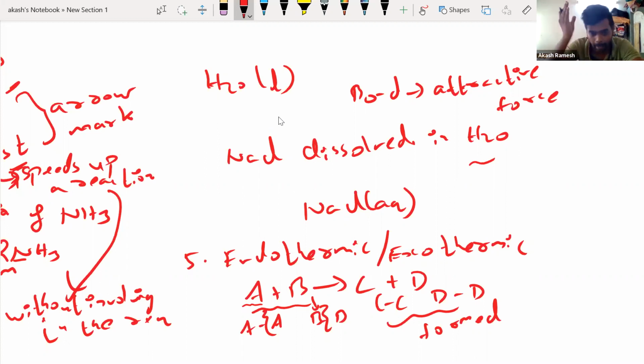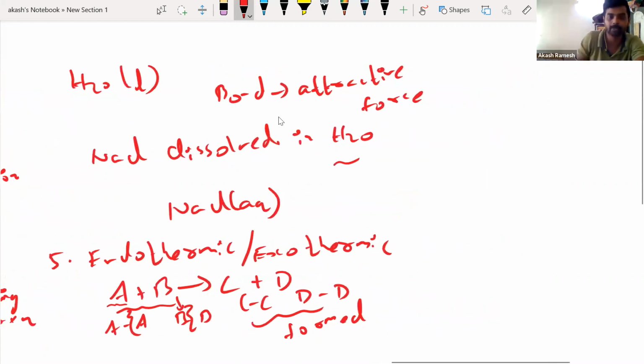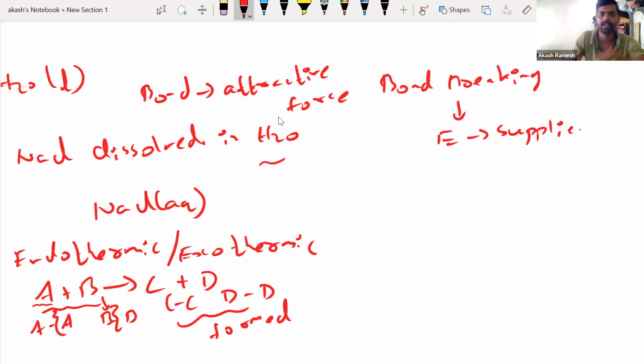Again, in the reactant side, I break the bonds. In the product side, I form the bonds. Now, when you look at the energy considerations, it is pretty logical to understand that for bond breaking, energy should be supplied. Say I have a wooden stick with me. If you want to break it, what do we do? You apply some force, you basically supply some energy. The same logic goes here. If you want to break a bond, I have to supply some energy.